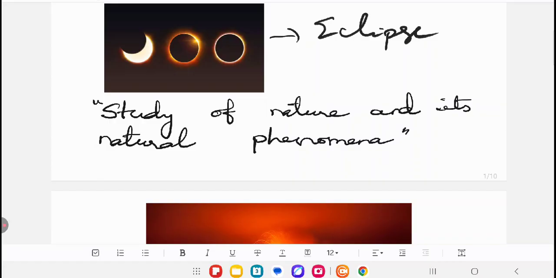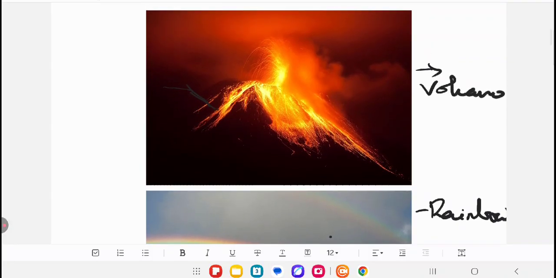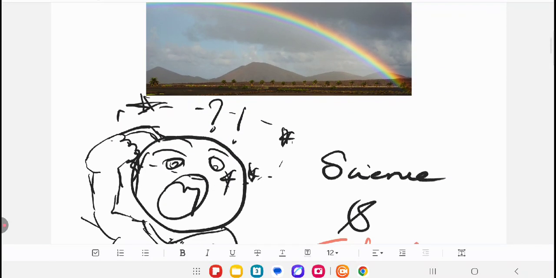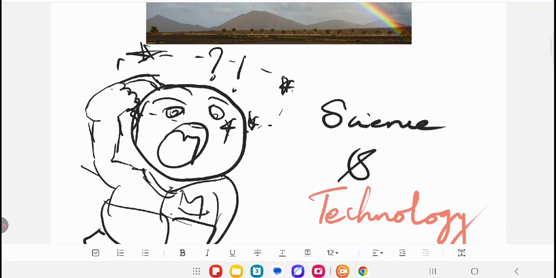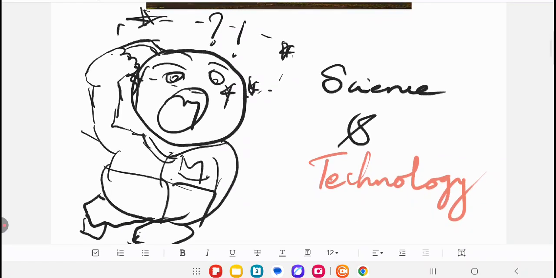And the exact definition for physics is it's a study of nature and its natural phenomena. So, as you know, a lot of natural phenomena are happening. How the volcanic eruption takes place, how the rainbow occurs, a lot of things are there. So, from childhood onwards, people are curious about these things. They want to know how it happens, how these things work. So, here comes the evolution of science and technology by knowing the unknown.